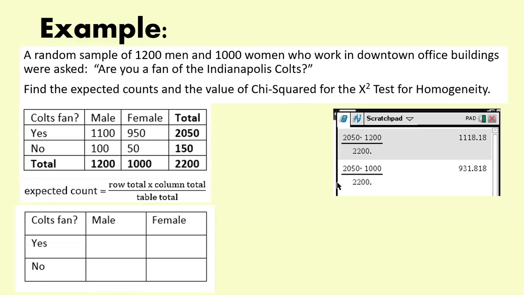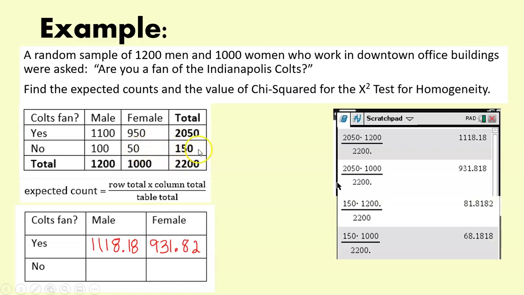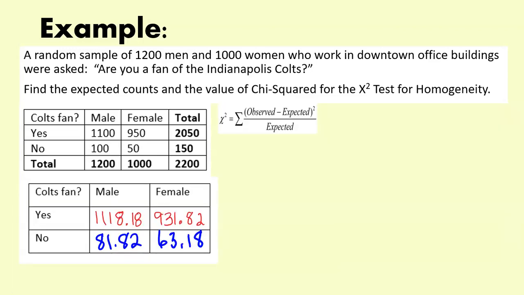All right, so in my scratchpad, I'm going to open up my calculator and take the row total times the column total divided by the total total. That gives me the amounts for yes and male, and then female and yes, those two values. I'm going to do the same thing for the nos, row total times column total divided by total total, and then the same for females. So now I've got my expected counts in there.